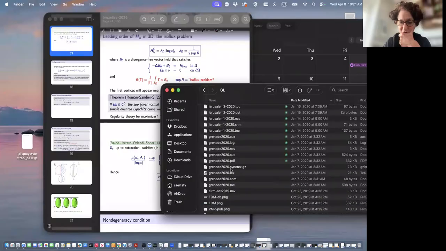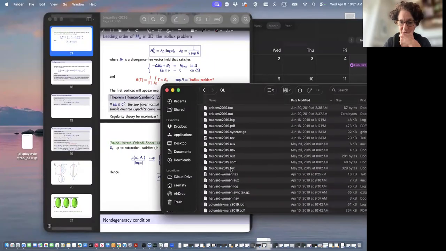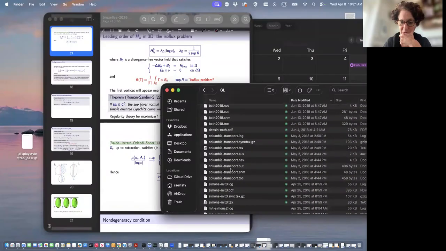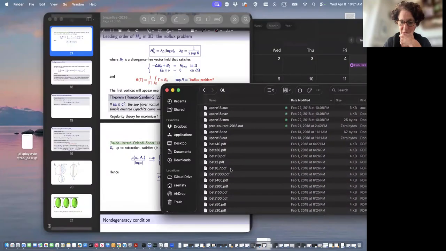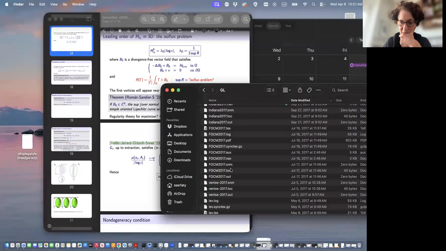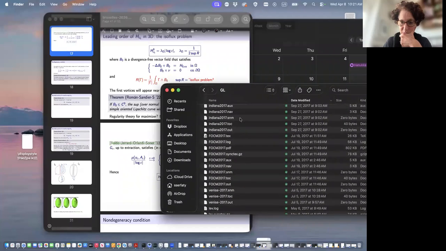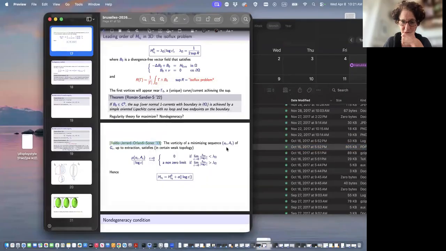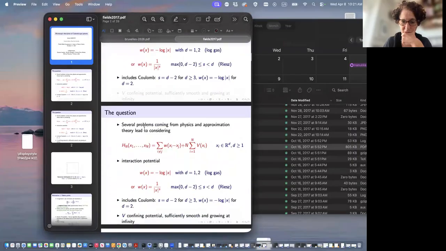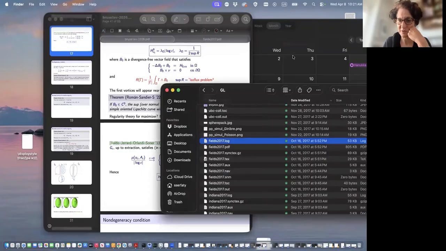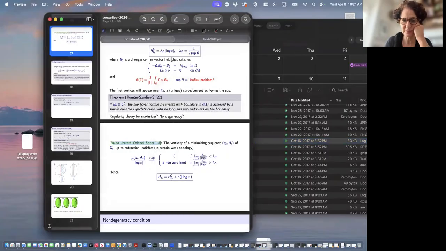Do I have any old slides where I have that? I don't know. It's hard to find. Anyway, I don't have it ready like that, but it's a very simple obstacle problem.